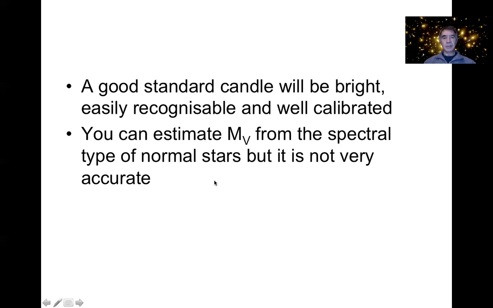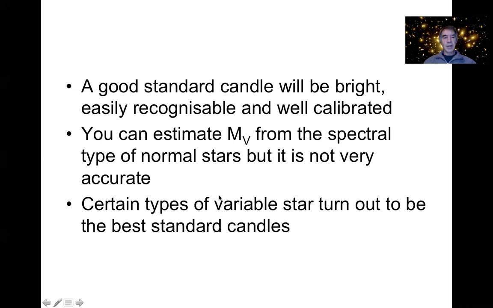So we need to look for some other kind of object where we could get a better calibration of the absolute magnitude. And this might sound incredibly counterintuitive, and it is. But basically, there are certain types of variable star that turn out to be extremely good for this purpose.